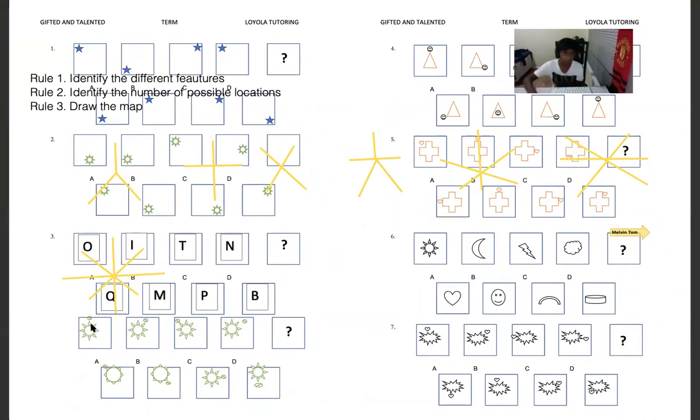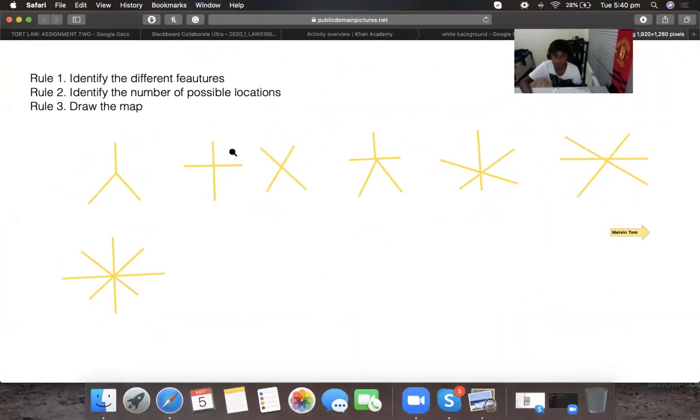First of all, identify the different features. The main feature we need to focus on, the moving feature, is the stop sign, correct? Yes. Now let's look at step number 2, possible locations. There's 1, 2, 3, 4, 5, 6, 7, 8. So which map should we use, guys? The 8-sided map, right?